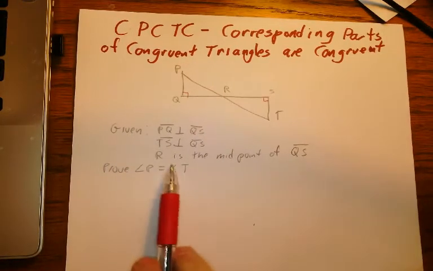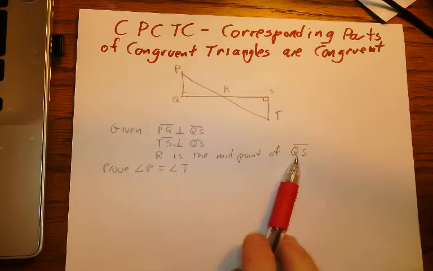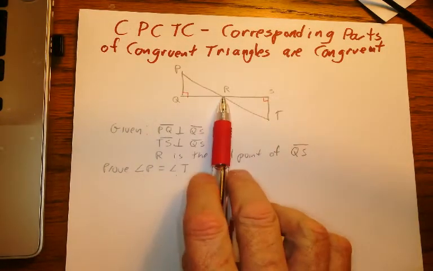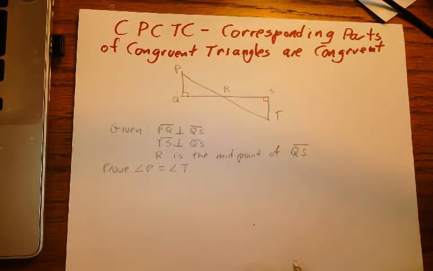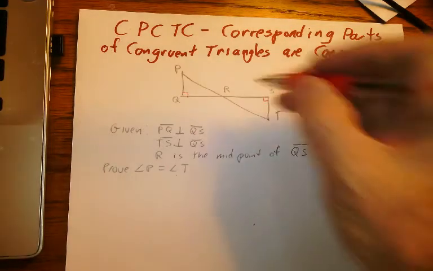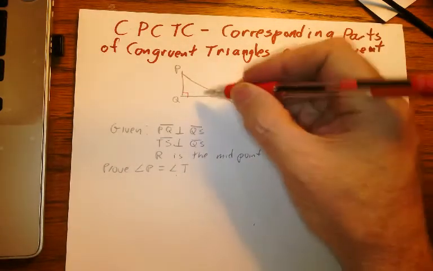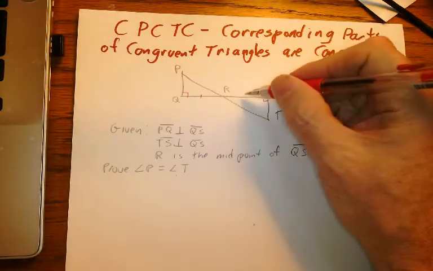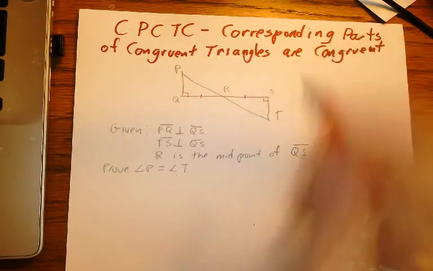Now, we're also given R is the midpoint of QS. Here's QS, there's R. What does the midpoint mean? It means it cuts it into two equal parts. In geometry, instead of equal, we say congruent, but congruent and equal mean the same thing. So two equal parts, if R is the midpoint, that means that QR is congruent to RS.